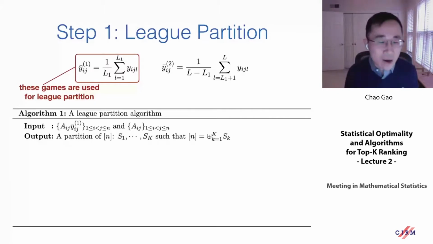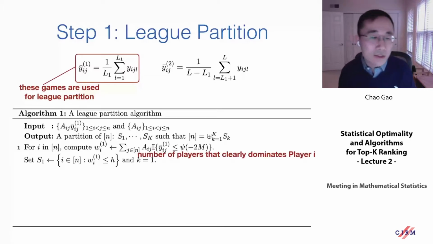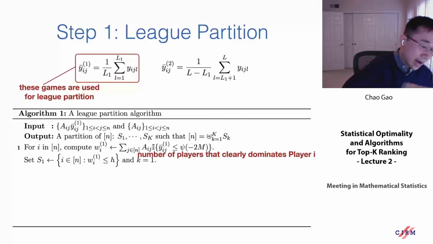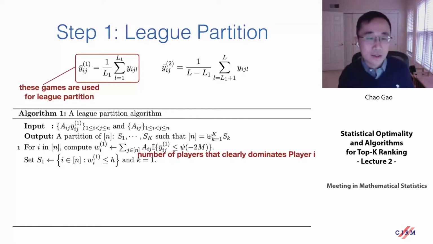In the first step of the algorithm, what we need to compute is the number of players that clearly dominate each player i, right? Let me go through the algorithm for you. For each player i, we compute this statistic w_i. w_i has a superscript 1, which means w_i at the first step. It is defined to be the sum of a_ij times some indicator function. If you look at the event of the indicator, the event is y-bar_ij smaller than psi of negative 2m.